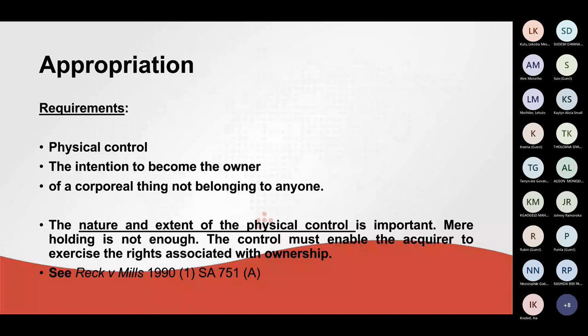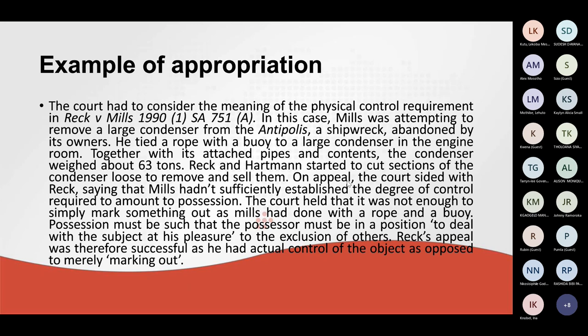rights associated with ownership. An example that illustrates appropriation is the case of Rick versus Moles. What happened in Rick versus Moles was Moles was attempting to remove a large condenser from the Antipolis, which was a shipwreck abandoned by its owners. Moles tied a rope with a buoy to a large condenser in the engine room. Together with its attached pipes and contents, the condenser weighed about 63 tons.